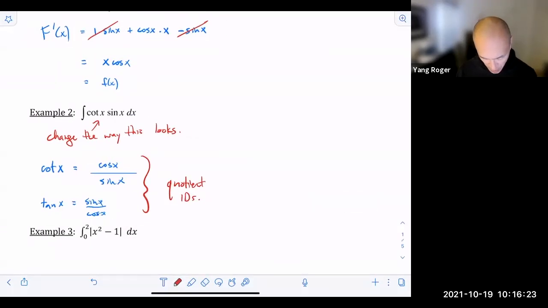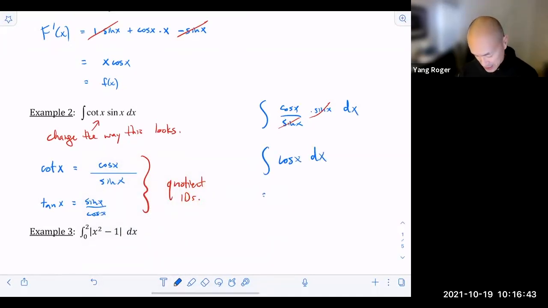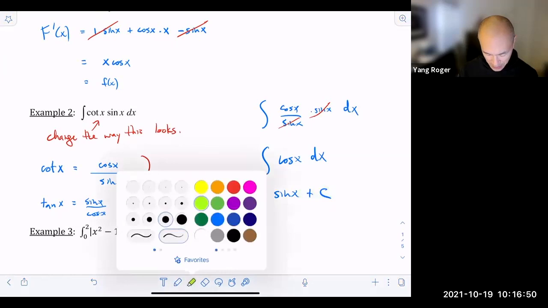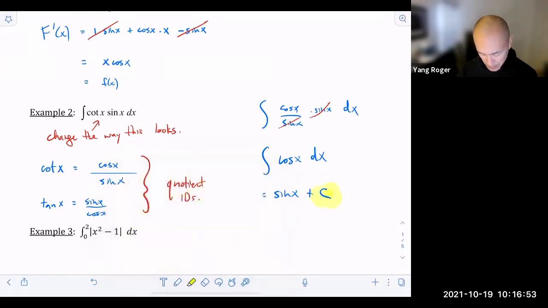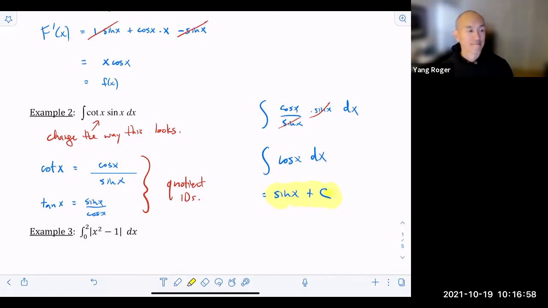Then we can solve this problem because this integral becomes the integral of cosine of x over sine of x times sine of x dx. And then these two cancel each other out, and you're left with just the integral of cosine of x dx. And the antiderivative of cosine of x is sine of x plus c. Are there any questions about this example? Okay.